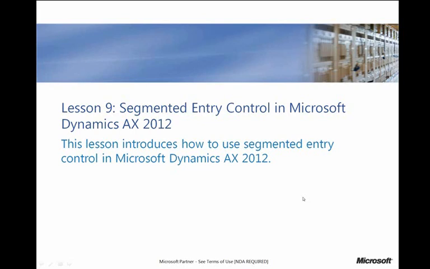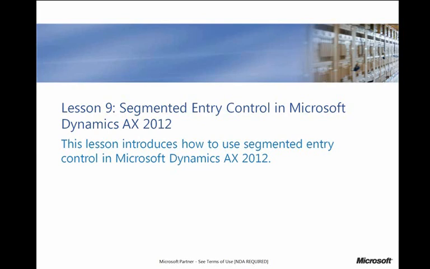So the next thing that we'll talk about in Lesson 9 is the segmented entry control in AX 2012. This lesson introduces how to use segmented entry control in AX 2012. So we've already looked at this throughout the course. The key difference is that in AX 2012, those financial dimension values you should really think of as a segment in your chart of accounts. In AX 2009, your financial dimensions were tracked in separate fields, so they really worked almost independently or outside of the ledger account. In AX 2012, with the concept of the account structure, we're essentially creating segments in our chart of accounts for our financial dimensions that align to the main account.